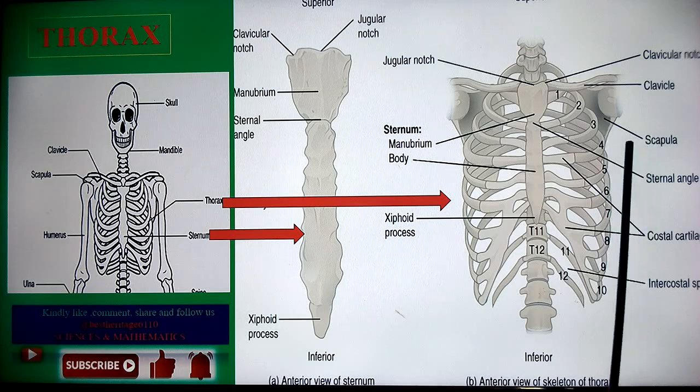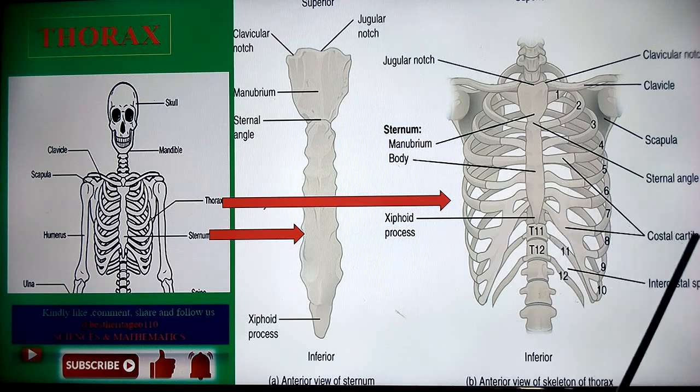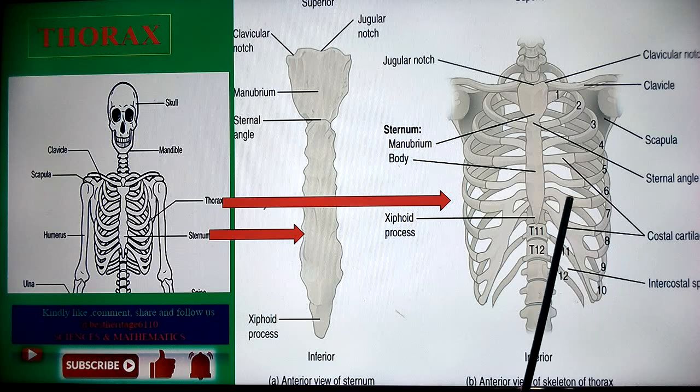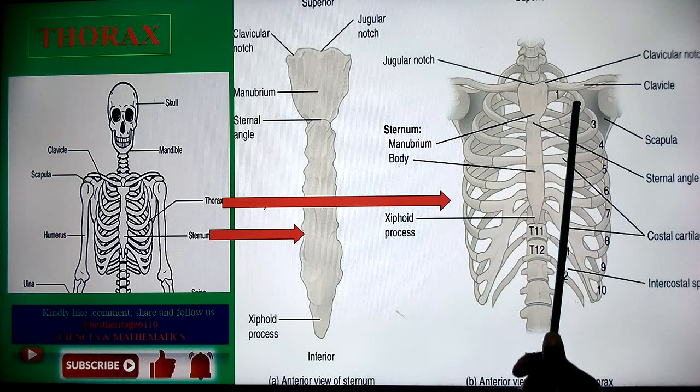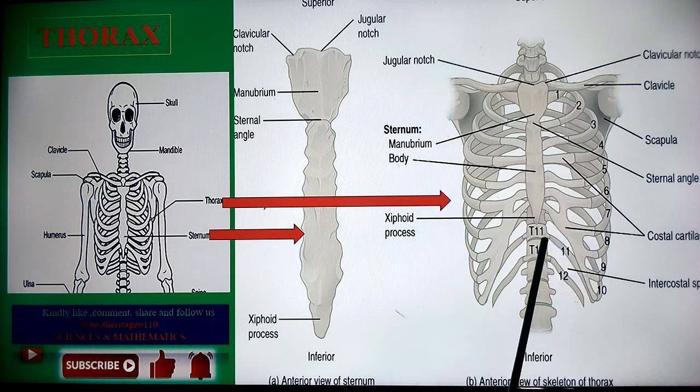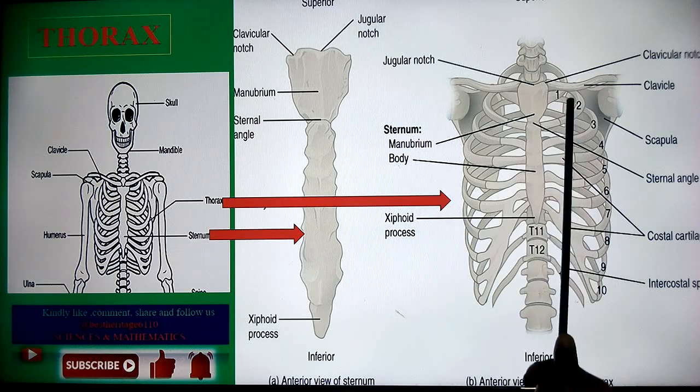So therefore, we're going to see also that we have what we call the cartilaginous regions, the costal cartilages, which are placed at these specific points for articulation of the ribs to the sternum. So therefore, we're going to look at this range of bones in a summary. But in other cases, as we have mentioned, these ribs have been named from number 1 to 12.